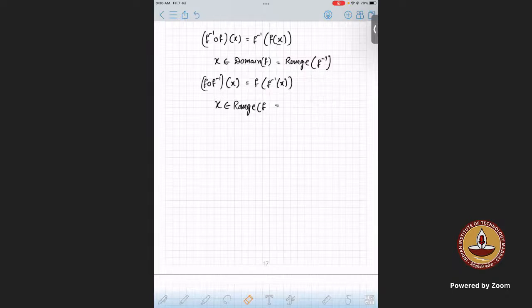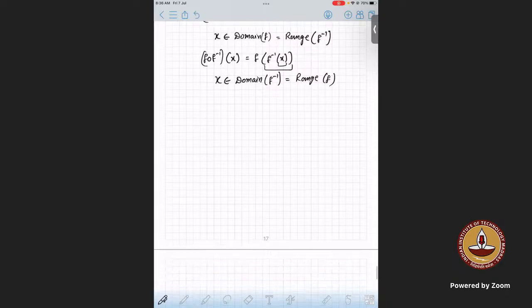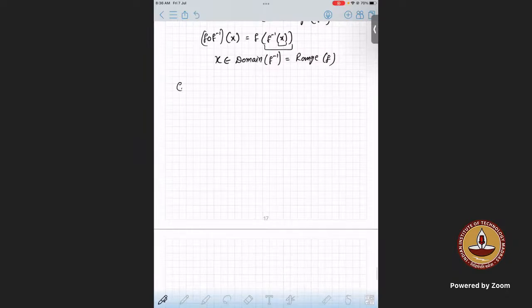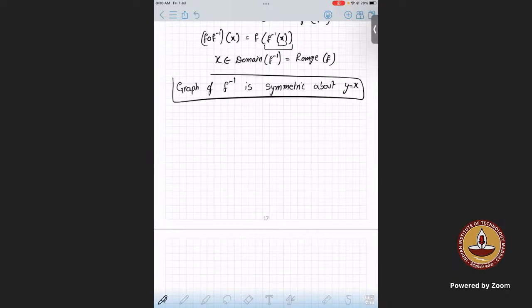Or you can do it simply like this: the domain of f inverse is equal to the range of f. You have to take it like this. Agree? Now the good thing about this is, listen carefully: the graph of f inverse is symmetric about y equal to x. Why?